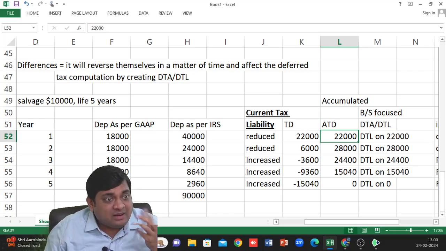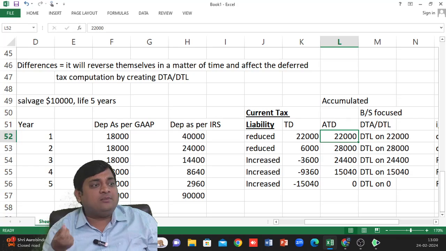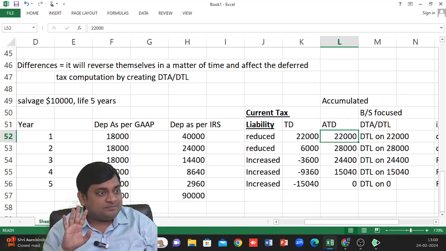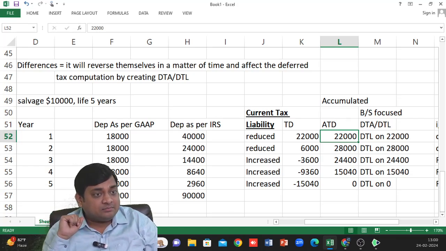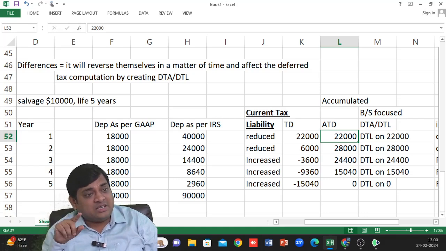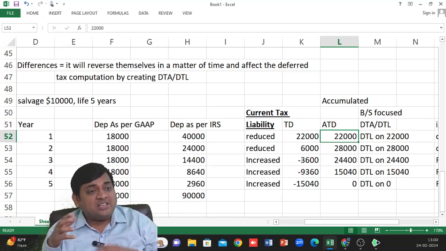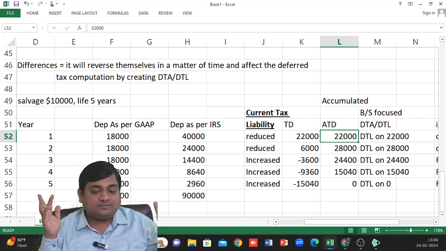Because tax rate might be different for both the years. Suppose in first year I create deferred tax liability on 22,000 at the rate 30%. But next year tax rate has increased from 30% to 35%. Then on first year we created at the rate 30%, but tax rate has changed too. So that is why we go for this cumulative approach, balance sheet focused.